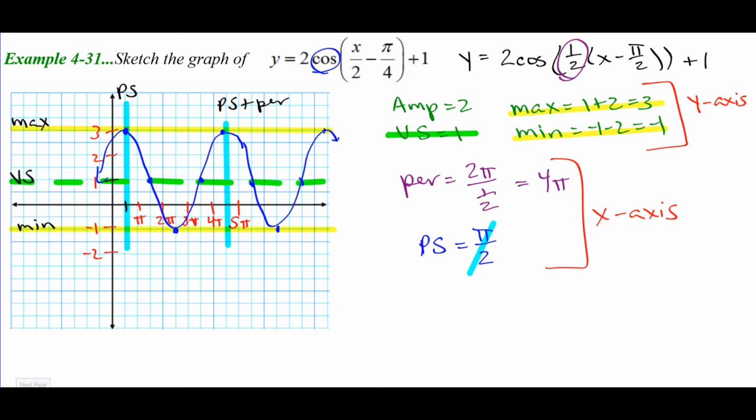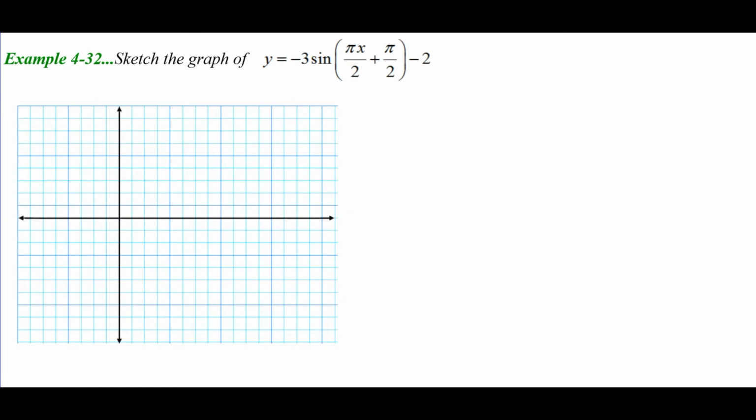All right, I want to look at one more example here. Remember, the first thing I want to do is identify, is this in factored form? X is not completely by itself, so first thing I'm going to do is factor. So y equals -3 sine, I'm going to factor out the pi over 2, and I'm going to be left with x plus 1, and then -2.